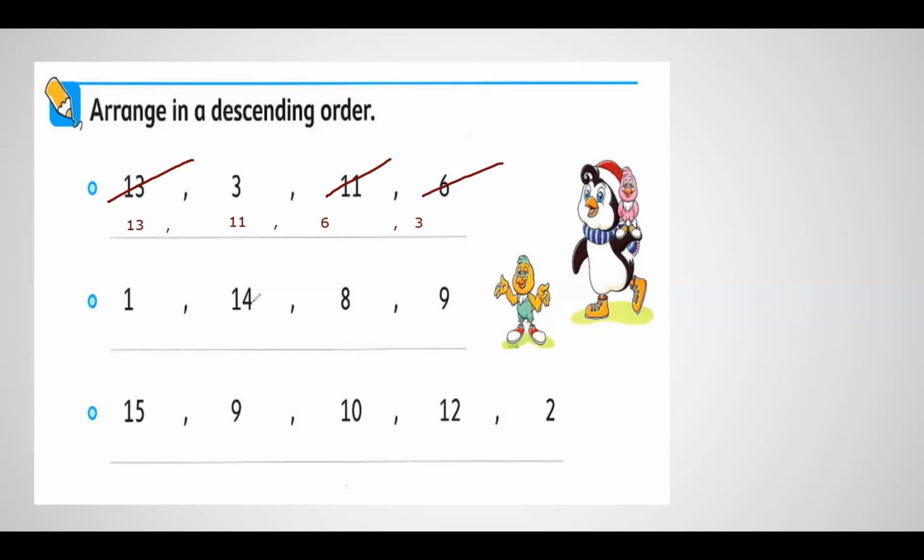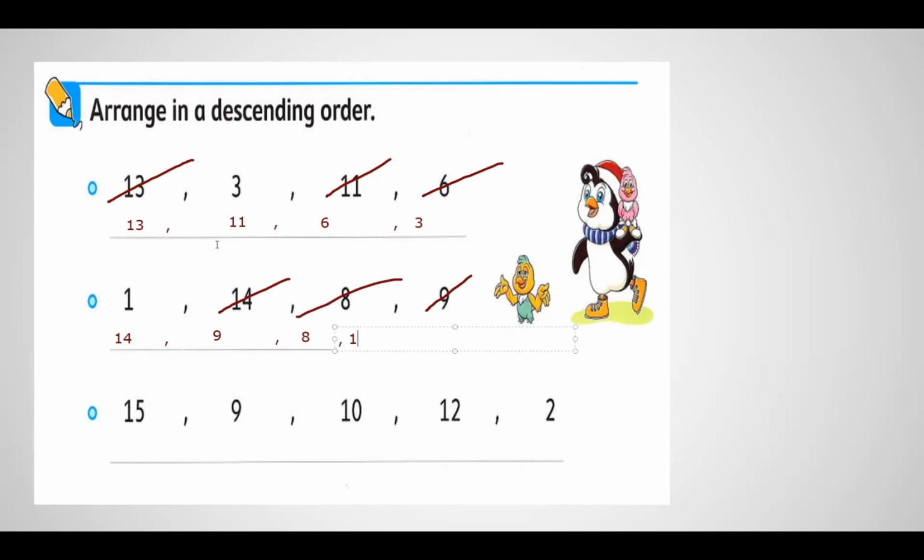Again, we have 1, 14, 8, and 9. Descending order, so start from the biggest number. It's 14. After 14, yes, we have 9. So put 9. After 9, it's 8. So write 8. And the smallest number or the last one will be 1.